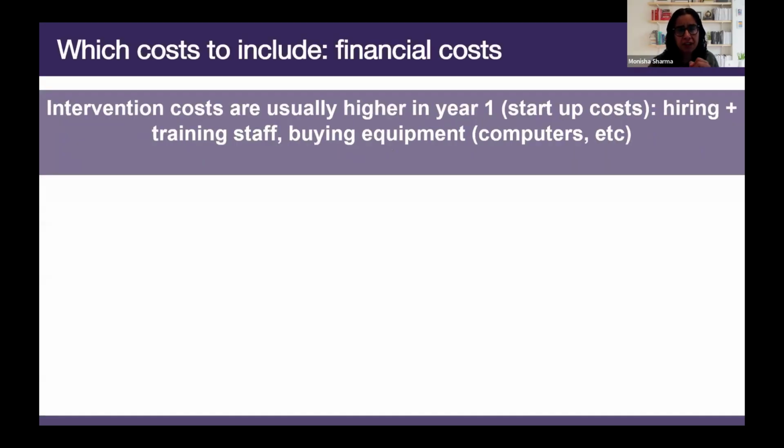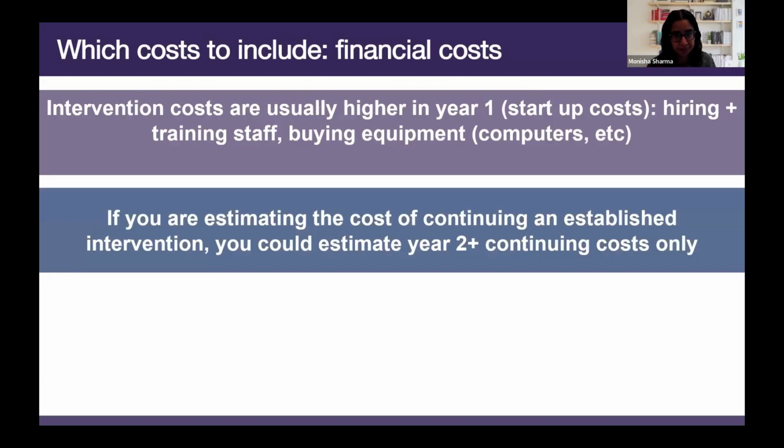So in terms of financial costs, as I mentioned, intervention costs are usually higher in year one. If you're planning a budget for implementing a health intervention, often the year one costs will be much greater. You might have to hire and train staff, and buy equipment, computers, etc. And that all needs to be budgeted in order to run the intervention.